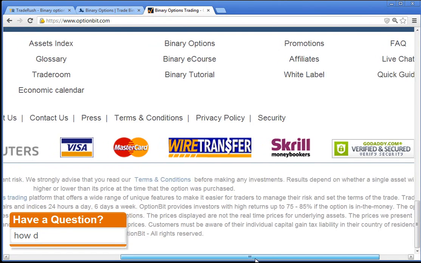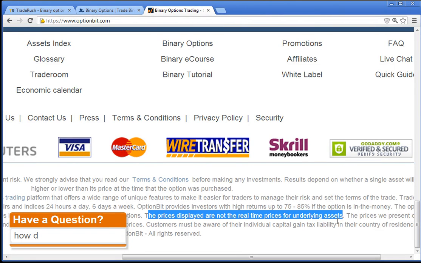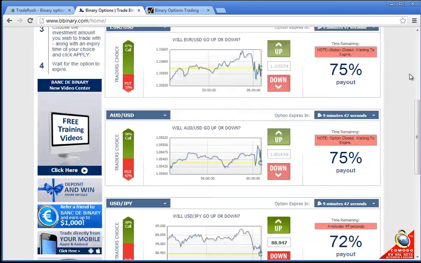But anyway, I think one of the important takeaways from here is, again, I'll say this in a very loud and sarcastic voice, the prices displayed are not the real-time prices for underlying assets. There we go. I find this very interesting. Anyway, let's move on from OptionBit to BBinary. Let's see what they've got over here.